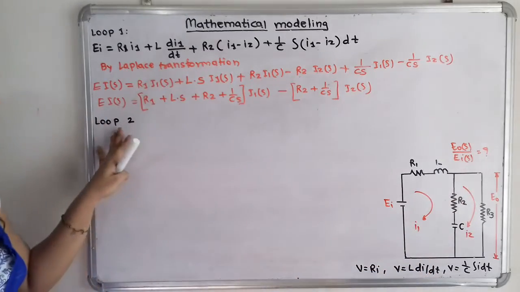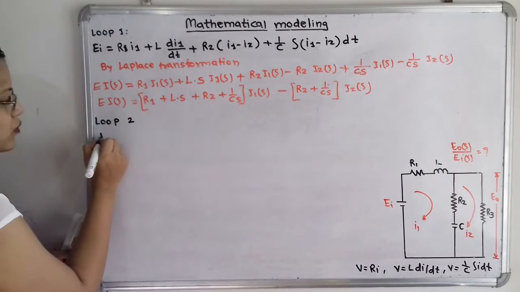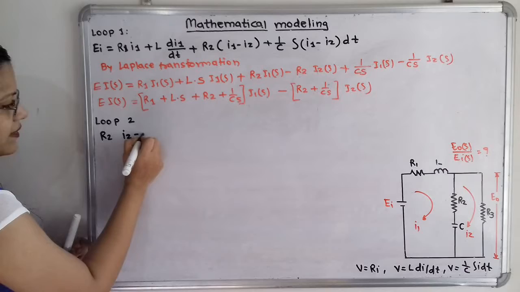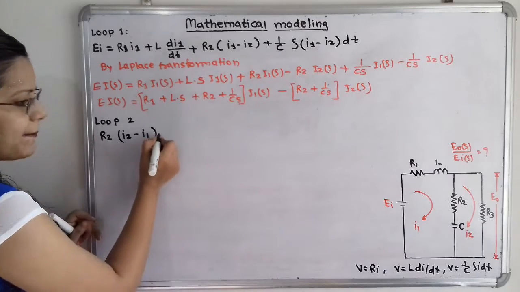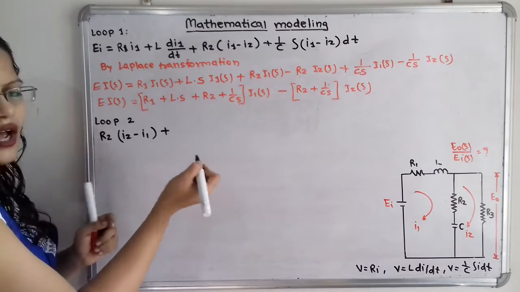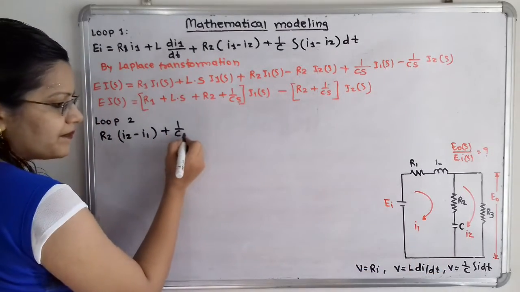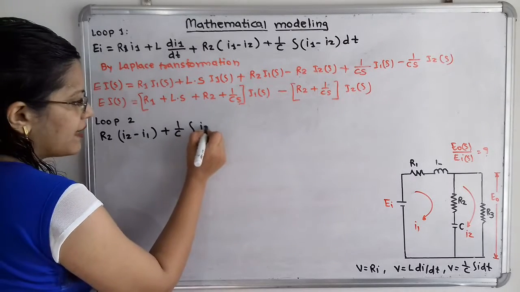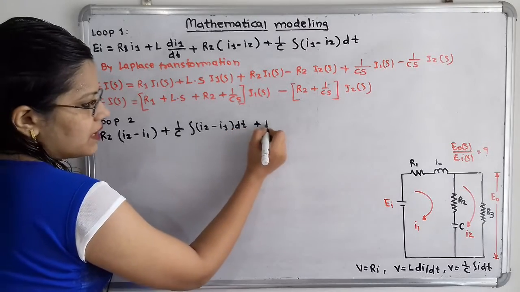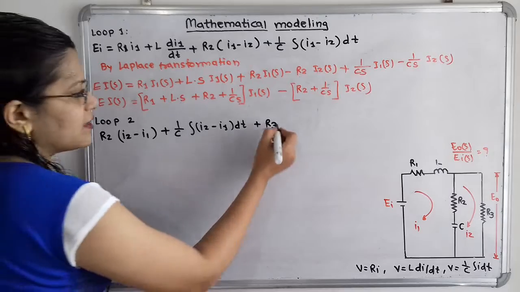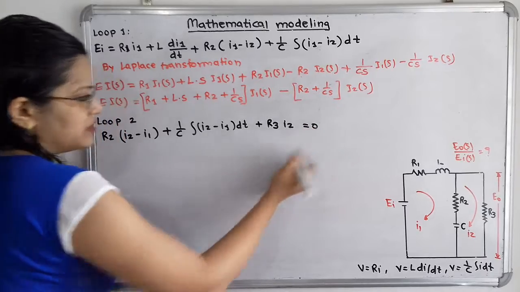So we are going to write the equation for loop 2. I have to take I2 first. So how can I write here? R2 times I2 minus I1. That is the equation. Now again I will take the capacitor. So capacitor C is there. I have to again take the difference of this current, so 1 by C integration of I2 minus I1, bracket complete, dt, plus R3 is related to I2 only, plus R3 I2. So the summation of all these voltages is equal to 0.